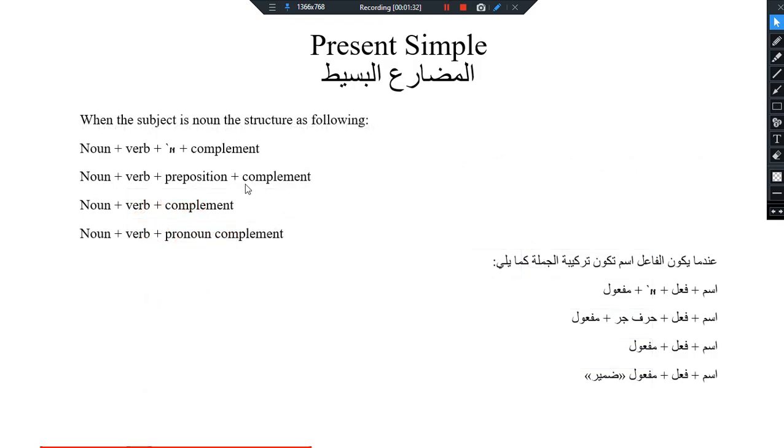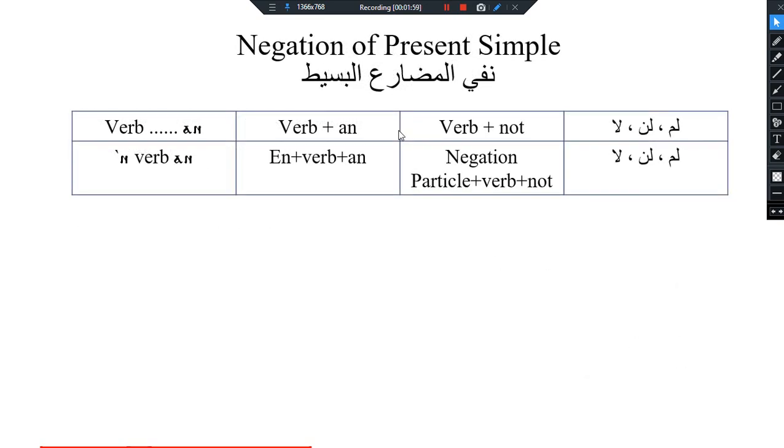Here we have another form of the present tense, when the subject is a noun, not a pronoun. We use the noun plus verb plus complement, or noun plus verb plus prepositional complement, or noun plus verb plus noun complement. Example of what I say here.